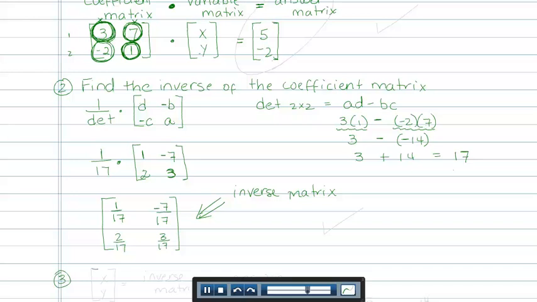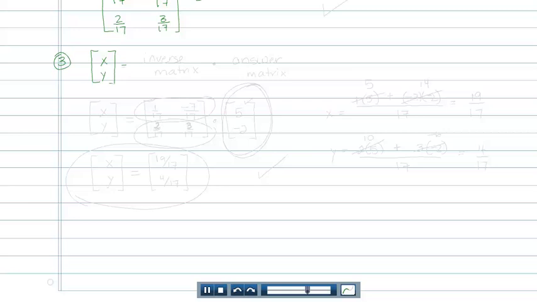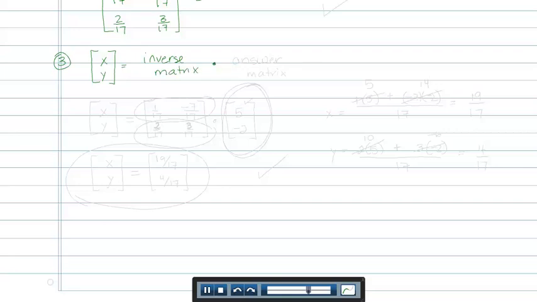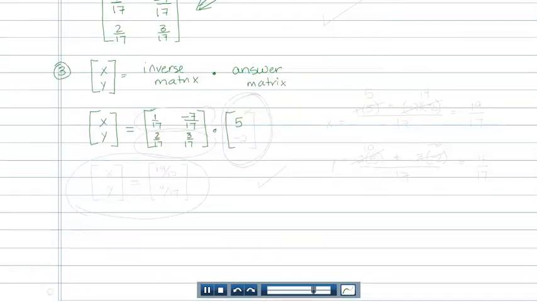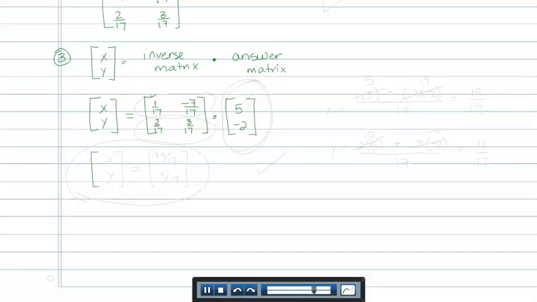Next, you're going to find your variables by taking your inverse matrix and multiplying it by your answer matrix. Just watch, I'm going to rewrite it. x y equals, I'm going to copy the inverse matrix: 1 over 17, negative 7 over 17, 2 over 17, 3 over 17. Sorry that I'm writing small, I just like to conserve paper. So what is the answer matrix? I'm going to circle up above. The answer matrix is this one: 5, negative 2. And now you solve for x and y by using matrix multiplication.